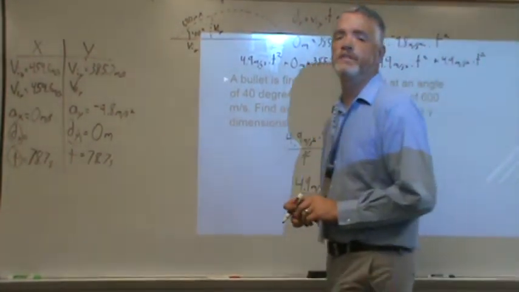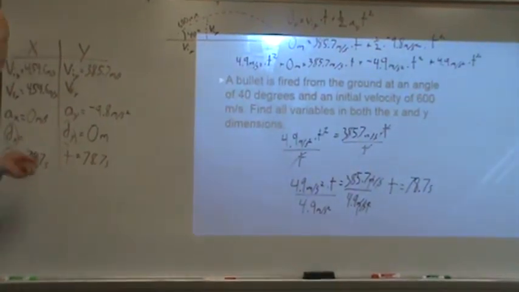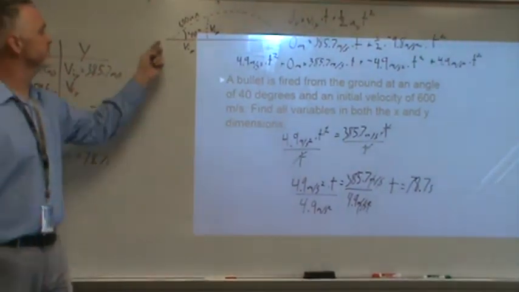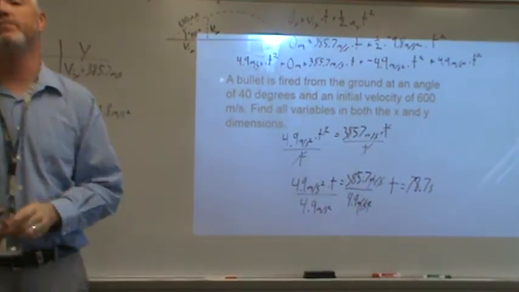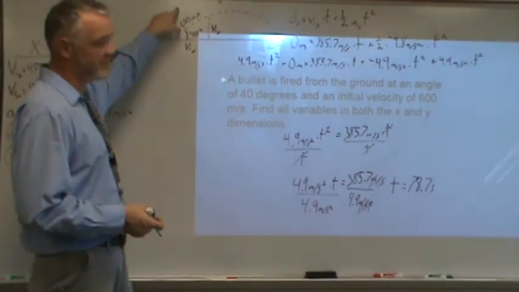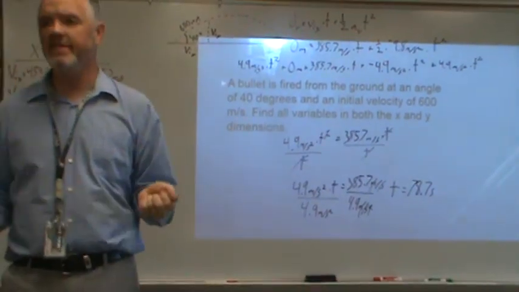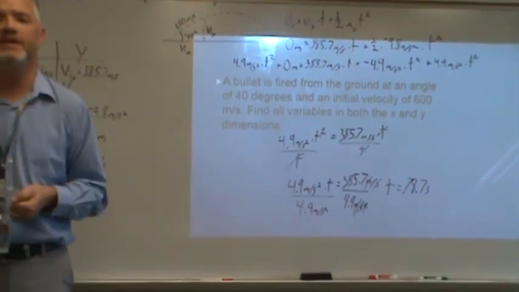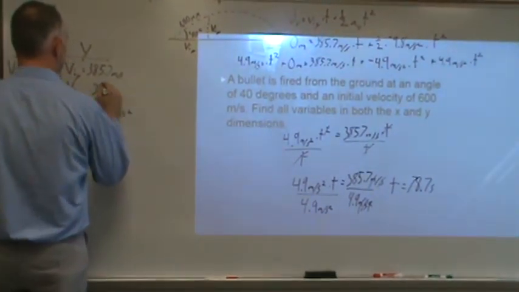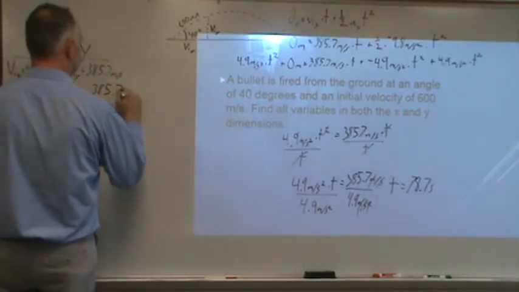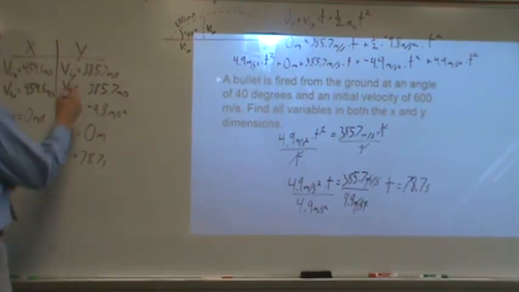I could use the third equation. Here's something else I can do. This is a little easier. Its initial velocity was 385.7 meters per second. It went up, it accelerated downward at negative 9.8 meters per second squared, so it slowed down the whole time. Once it got to the top, it then sped up over the exact same distance with the exact same acceleration, which means its velocity at the bottom is also going to be 385.7 meters per second. In which direction? Downward, so it's negative.